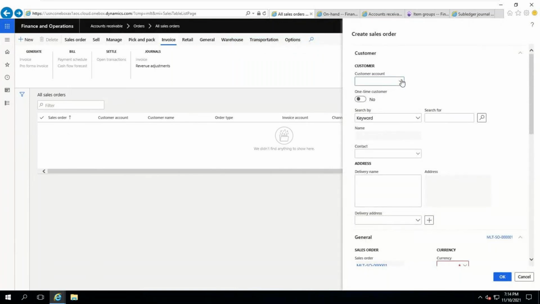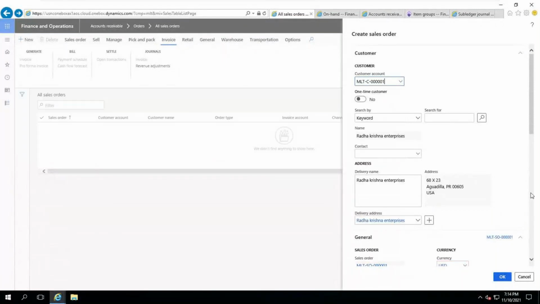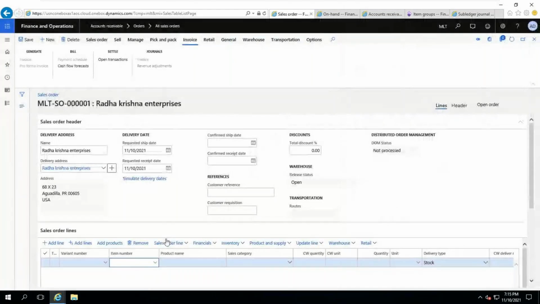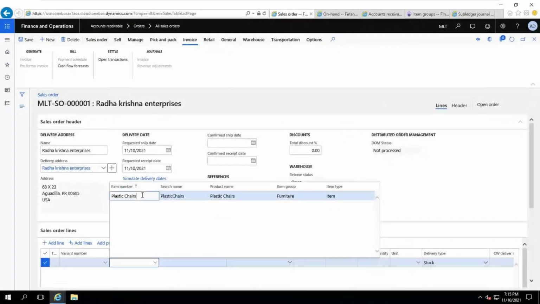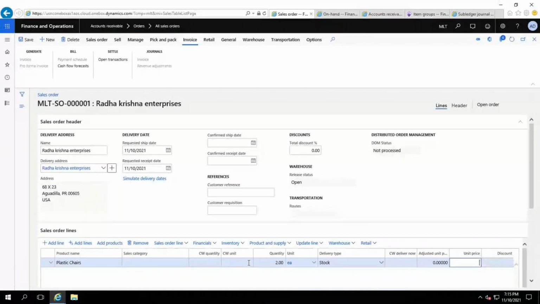Select the customer and click on select site and warehouse. Select the item. Click tab. Suppose 2 quantity. So I'm entering at the rate of 75. Suppose I'm selling at the rate of $75.